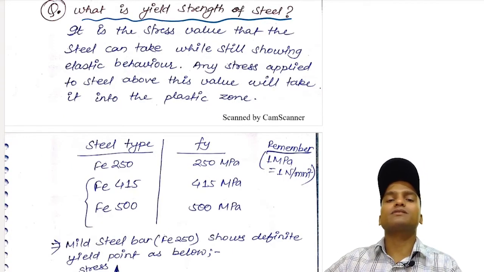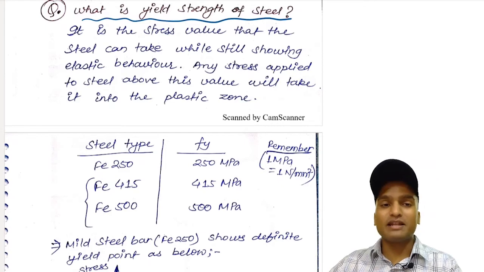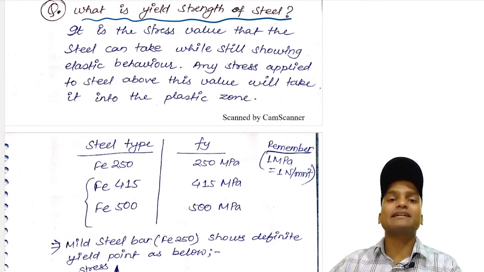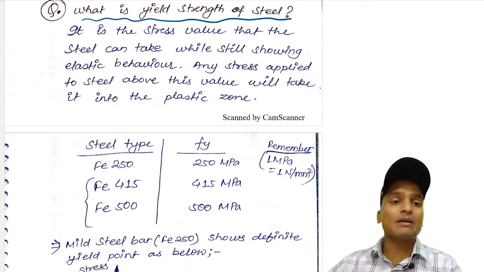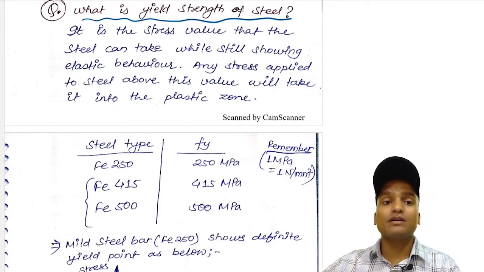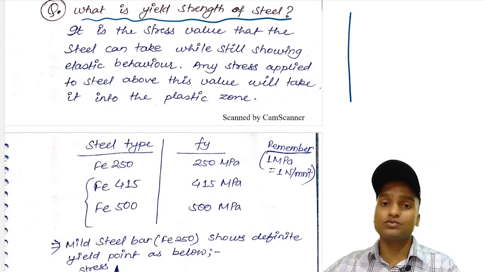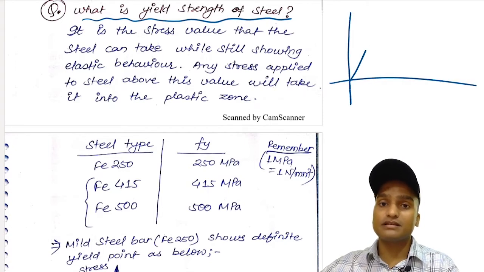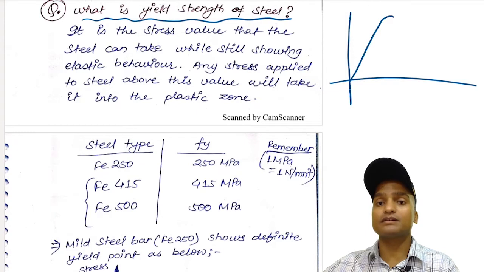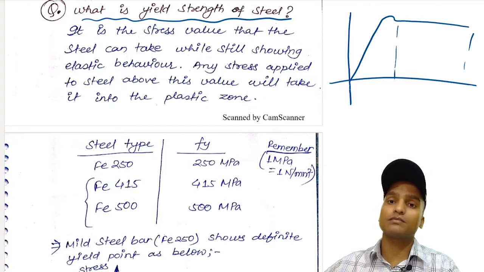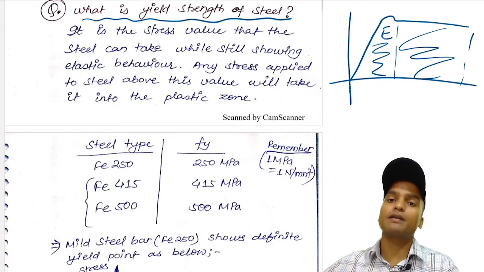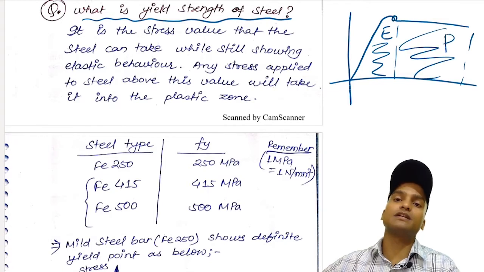Now what is the yield strength of steel? It is the stress value that the steel can take while still showing elastic behavior. Any stress applied to steel above this value will take it into the plastic zone, and we have discussed it. Just like this is the elastic zone, and after this is the upper yield point and lower yield point, and then there is the plastic zone. This is the plastic zone, and this is the elastic zone, capital E. So this is the yield point.